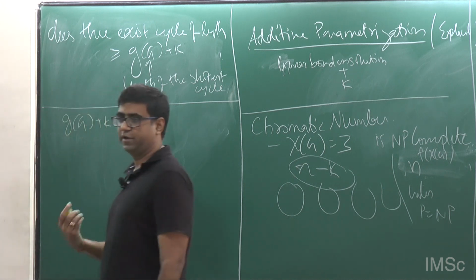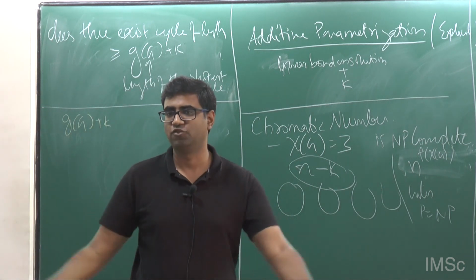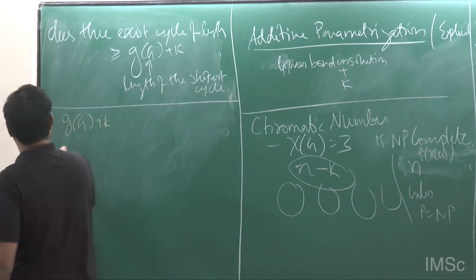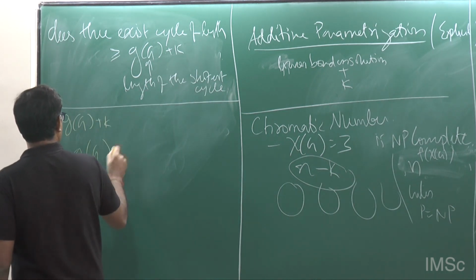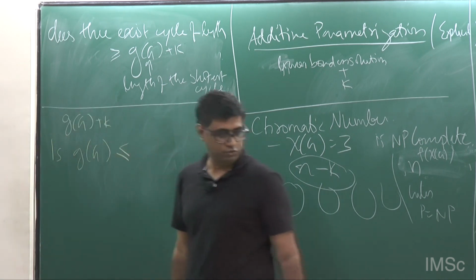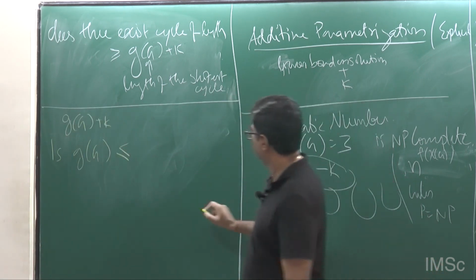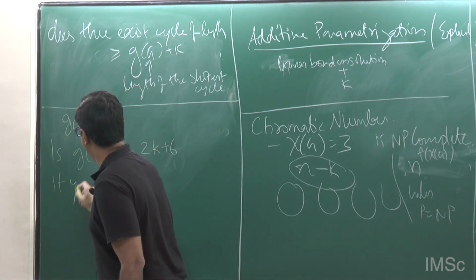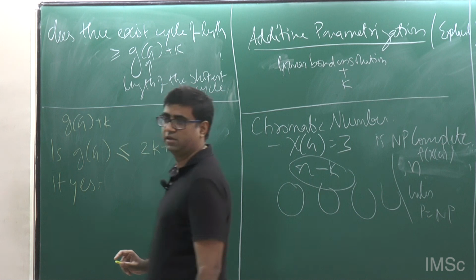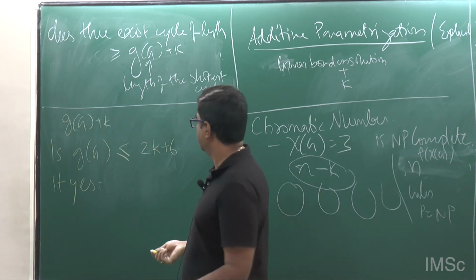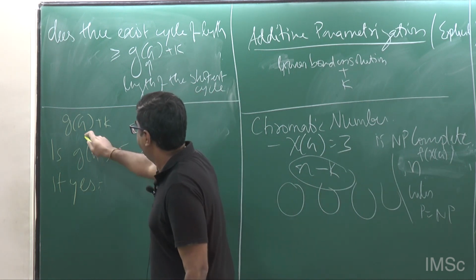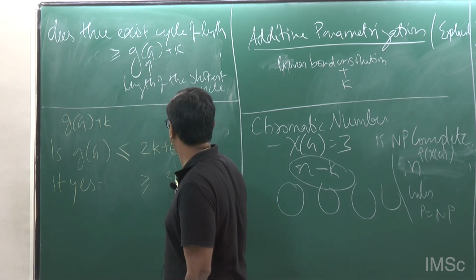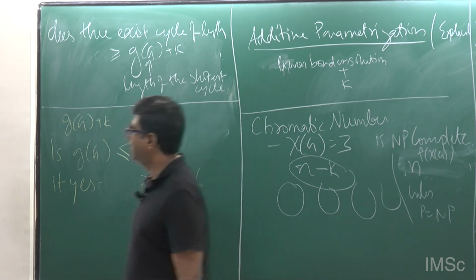and you know that the girth of a graph can be found in polynomial time. You can find the shortest cycle, the length of the shortest cycle. I just check, is the girth of the graph less than or equal to, say, 2k plus 6? If yes, what can I say? Then I'm looking for a cycle of length at least some 3k plus 6, right? And I can run one of these algorithms.